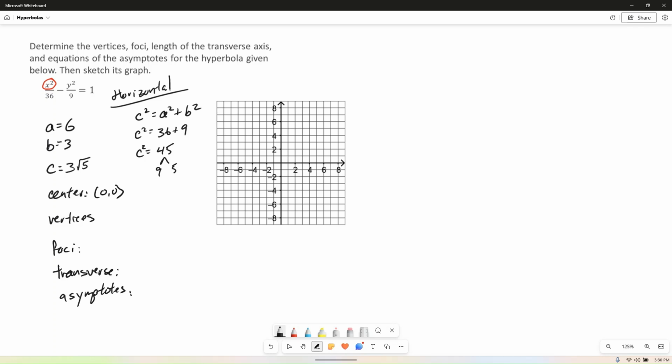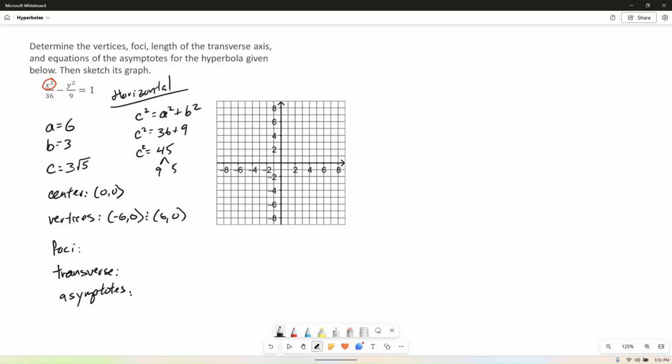The vertices are always a distance of a from the center. And the center is at the origin. So a is 6, so I need to travel 6 units away from the origin. But in what direction? It's a horizontal hyperbola, so I want to travel horizontally from the center. So my vertices are going to be 6 units to the left of the origin and 6 units to the right of the origin. So that's -6, 0 and +6, 0. Those are my vertices.